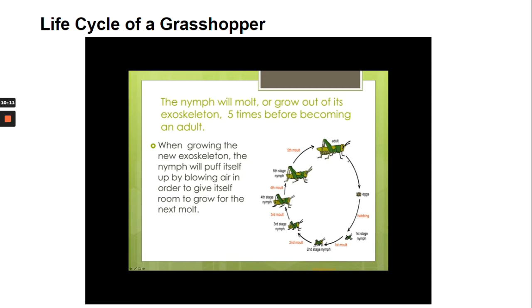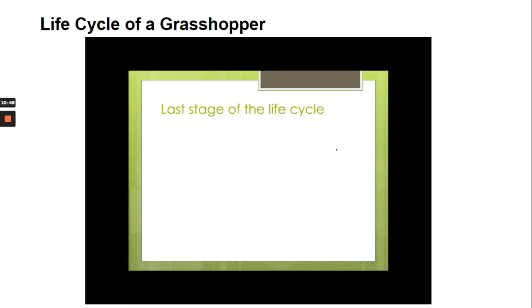So here on the life cycle, we have the eggs, and then they hatch, and here we have the first stage. Here we have the first molt, the second stage, nymph. It molts. Here's the third stage. It molts. In the fourth stage, it molts. In the fifth stage, molts one more time. And now it is an adult grasshopper. The last stage of the life cycle.